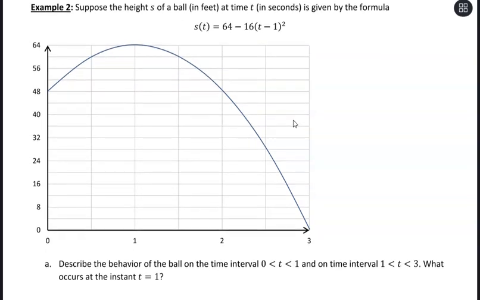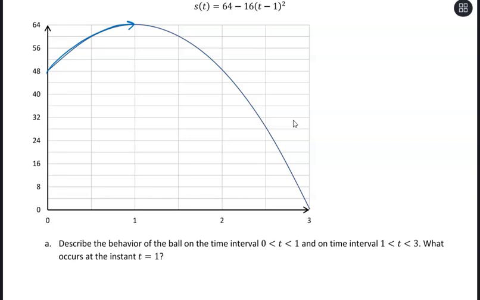Okay, so our first question is describe the behavior of the ball on the time interval 0 to 1, and then from 1 to 3, and then what do we think is happening at t equals 1. So 0 to 1, that's where we're on this part of the graph. So what we can see is the ball's going upward there. So as time is passing, it's going up. We're getting a higher height, a taller height rather.